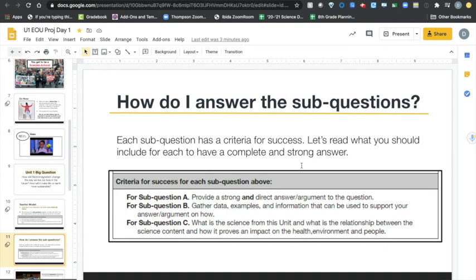Right, and like I said, each sub question has a criteria for success. And let's think about what you should have for each of them. For sub question A, you want to provide a strong and direct answer or argument to the question. For sub question B, you want to gather data and examples and information that can be used to support your answer and argument on how. And for sub question C, you want to think about what is the science from this unit that we've been studying thus far this year, and what is the relationship between the science content and how it proves an impact on the health, environment, and people.